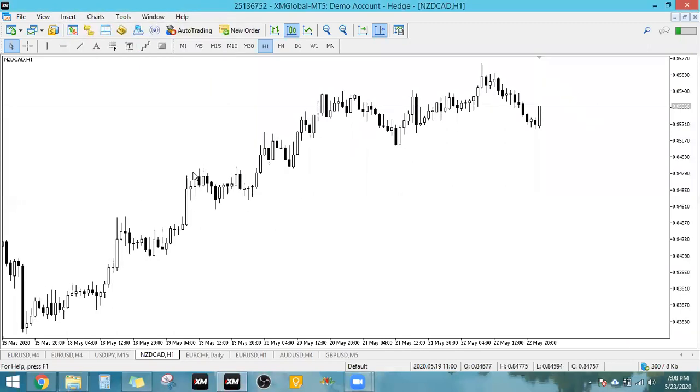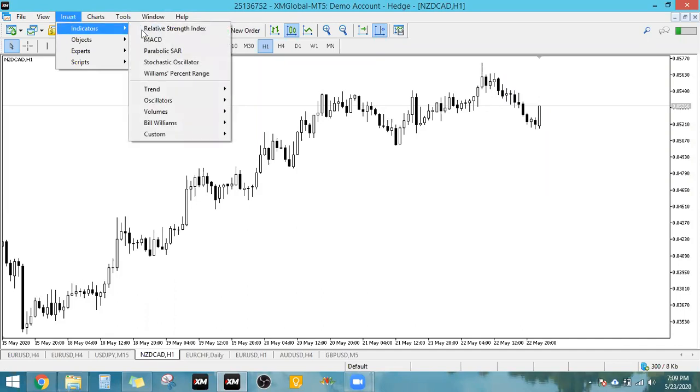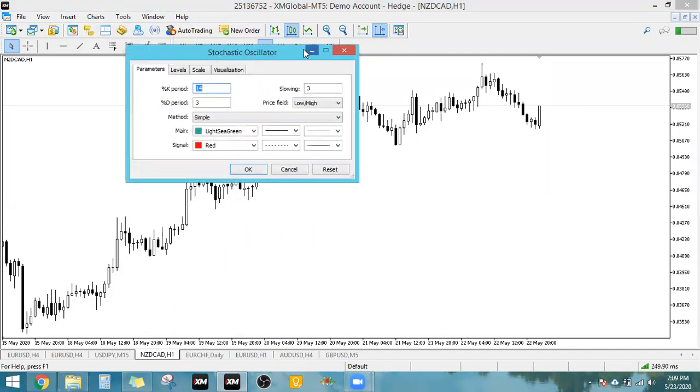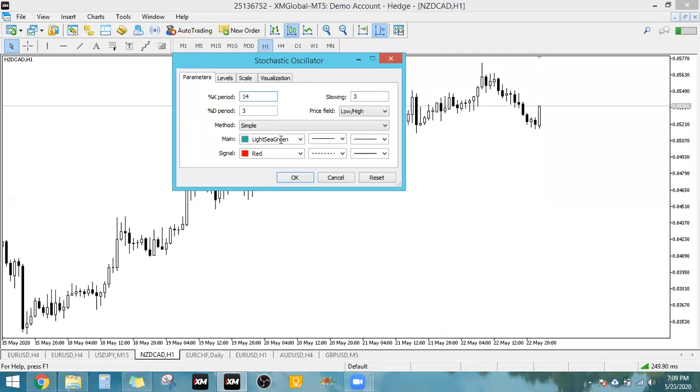So for your oscillators, you can find them here, dun sa MetaTrader platform. Insert indicators, and then you go to oscillators, and then you'll find here stochastic oscillator. So yung stochastic natin, ito po yung default settings yan. Okay, 14 3 3. Yan ang default setting. So whenever you open it, it asks you for some settings. I suggest you just keep it as default.